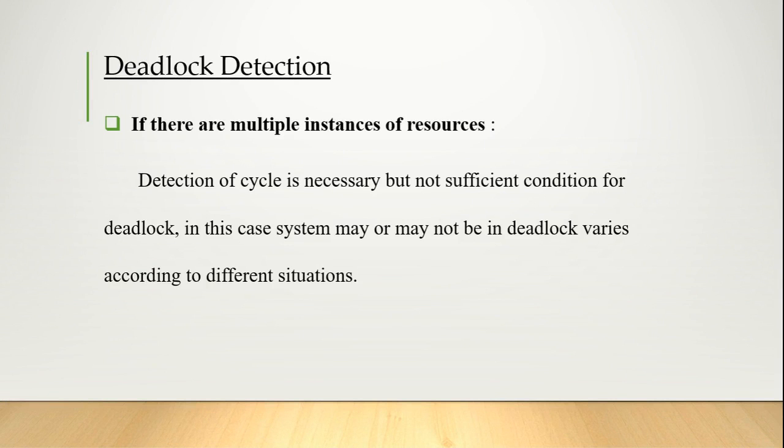Next case is if there are multiple instances of the resources. Detection of a cycle is a necessary but not sufficient condition for deadlock detection. In this case, the system may or may not be in a deadlock state.